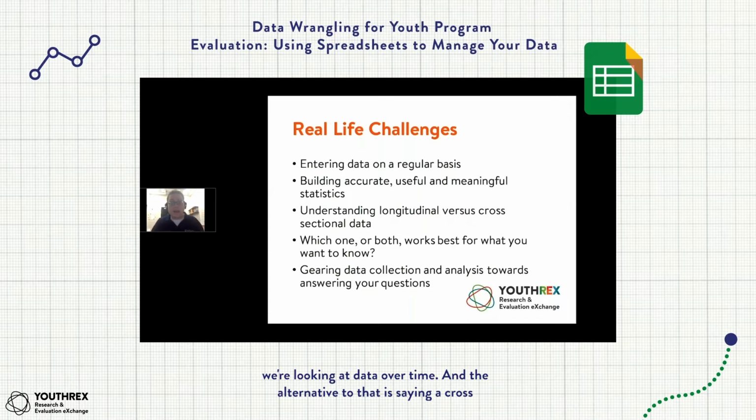And the alternative to that is saying a cross-sectional analysis. Let's take all the data that we have in our database right now, and let's simply divide it, and we'll simply look at the statistics the way they are overall, right? So for example, how many total participants did we have? How many total, we could do that by year, for example. And we're talking about two different things. One is looking at the big picture, the snapshot of all the data that we have, versus looking at it over time and seeing how things change.